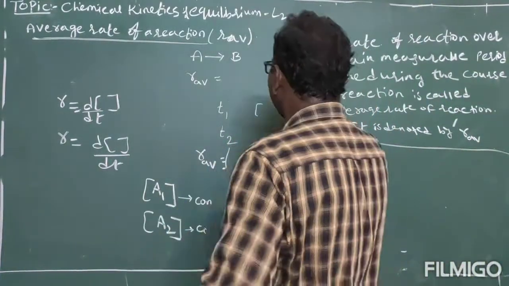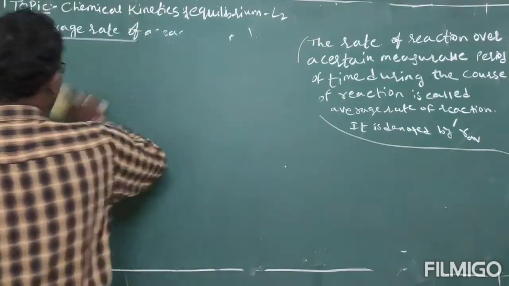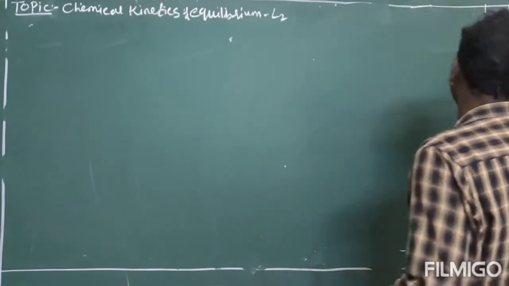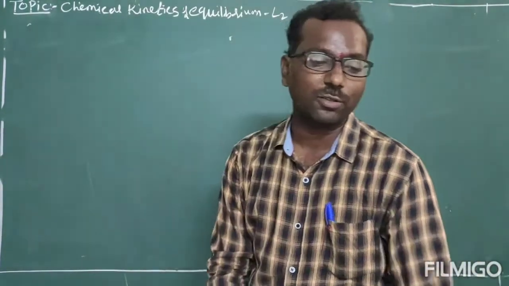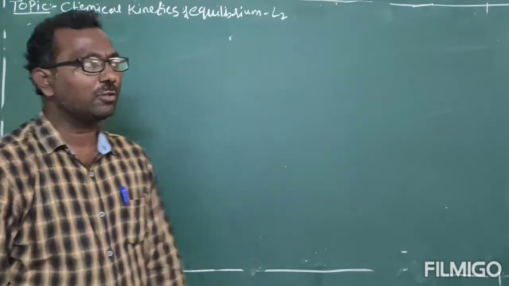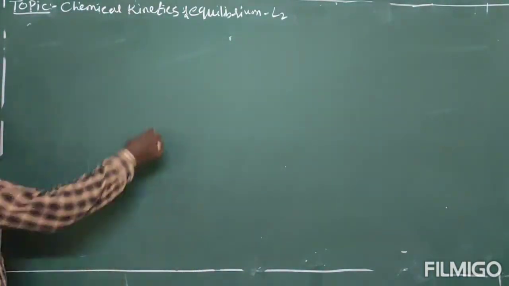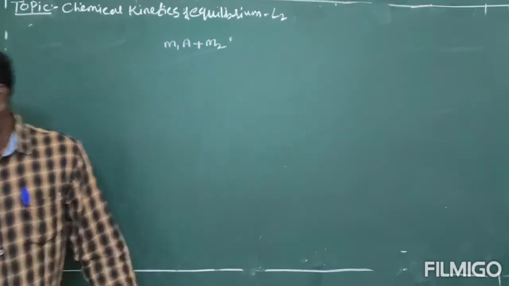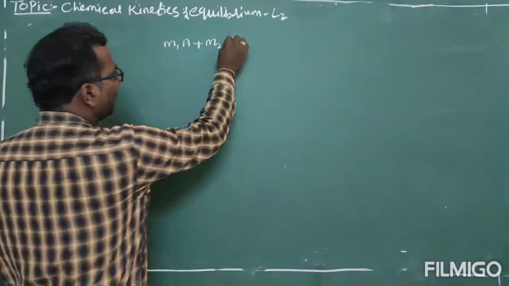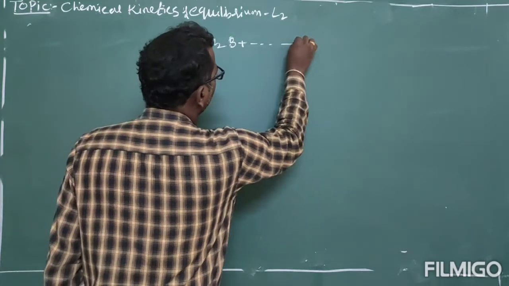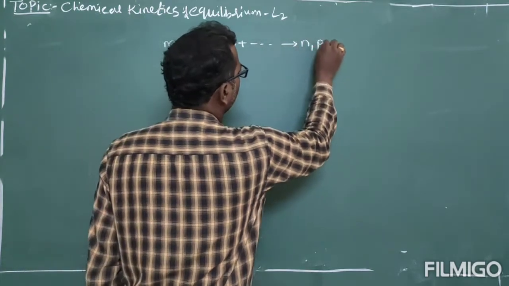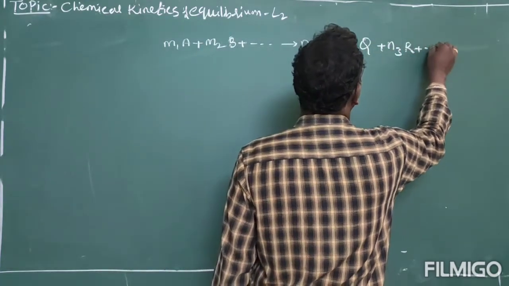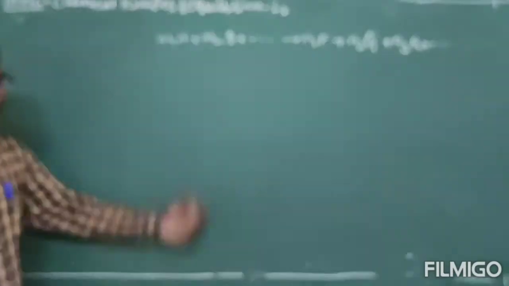Okay, rate of disappearance and rate of formation. We use the words rate of disappearance and rate of formation. Why disappearance? Which one is going to disappear? Reactants are going to disappear and products are going to form. Let us consider a reaction m1 A plus m2 B plus so on gives rise to n1 P plus n2 Q plus n3 R plus so on. Let us consider this as a reaction.